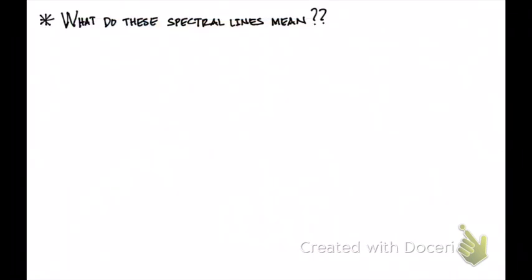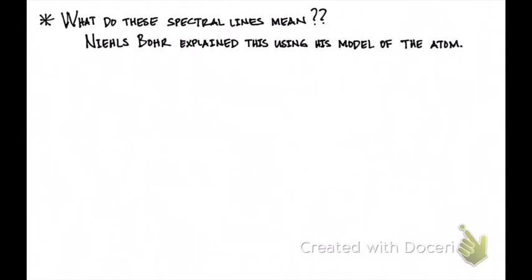So what exactly do these spectral lines mean? What do they exactly tell us? There was this Danish physicist named Niels Bohr who came up with an explanation regarding this phenomenon that people observed regarding the atoms. He explained it using his own model of the atom.